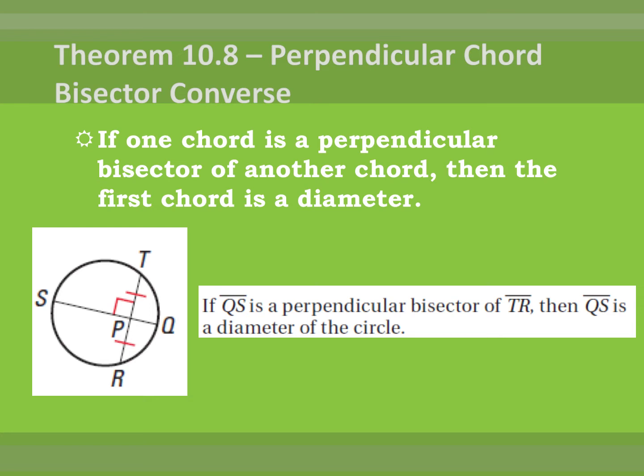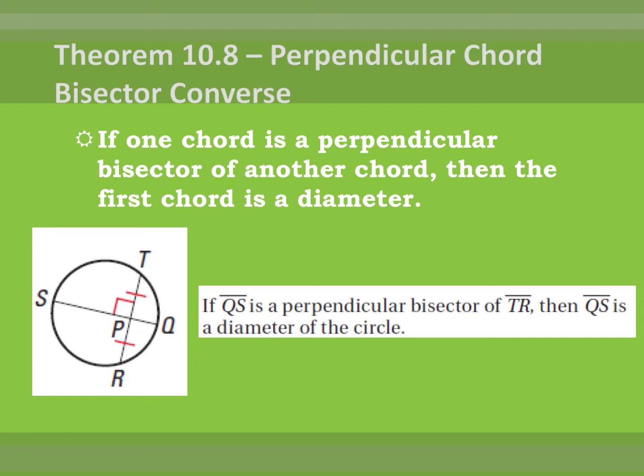Okay, so next, again, don't memorize the number. You can memorize the name or what it states. This is the converse of the perpendicular chord bisector. And here, if one chord is a perpendicular bisector of another chord, then we can conclude that that first chord is a diameter. So here, if QS is a perpendicular bisector of TR, then QS is the diameter of the circle. Remember, the converse switches the order, the if and the then.